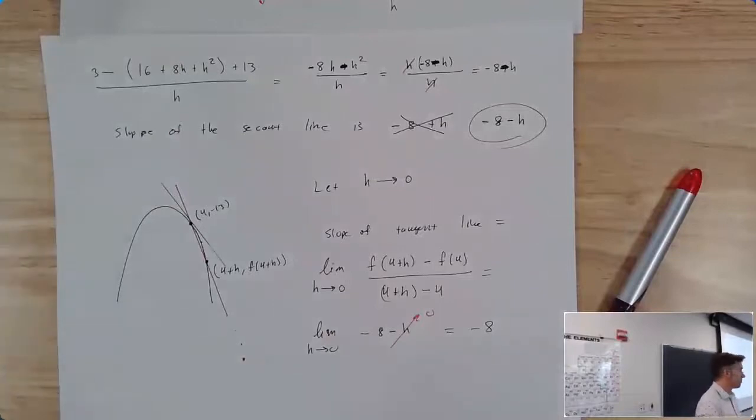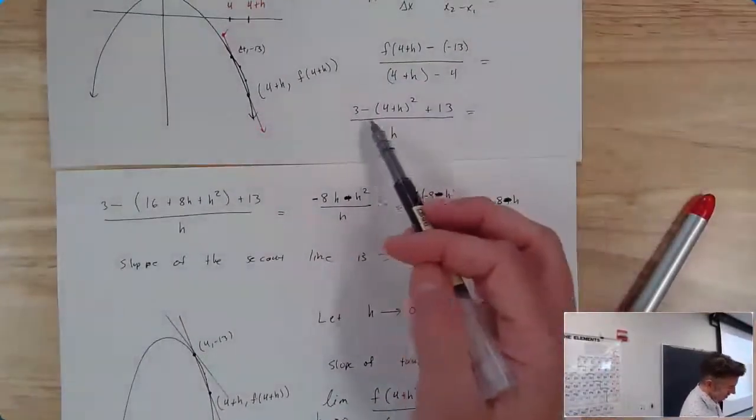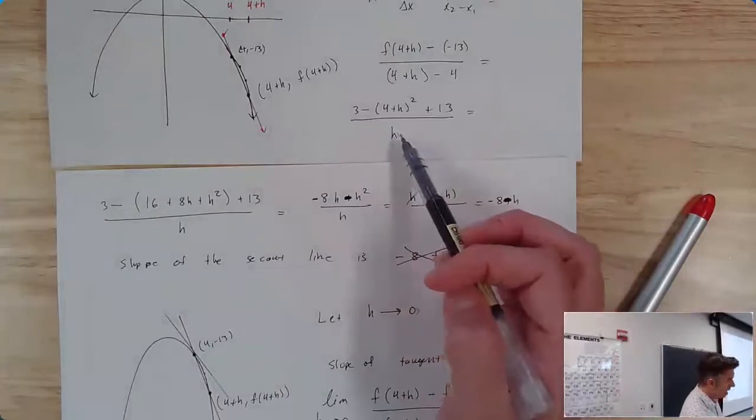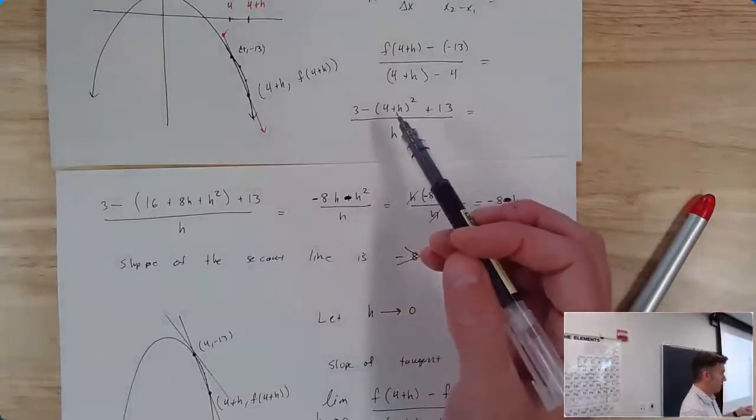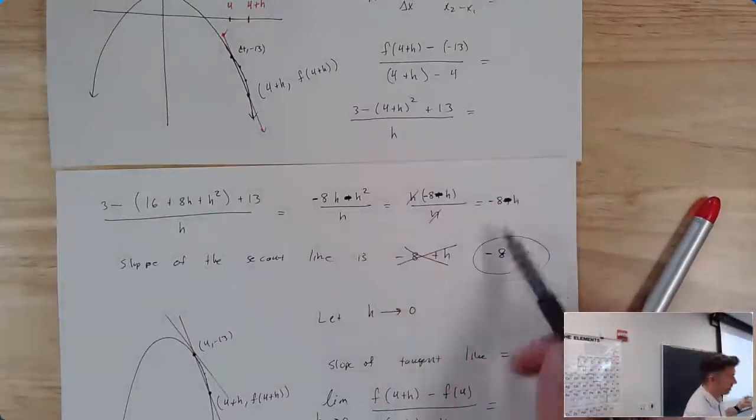So I remember going over this in lecture. So from here, we would just basically have hypothetical h values, and try to get closer and closer. And once the values stop differing from each other, that's when we find what that slope is. Exactly. So you could totally have done this in a more complicated way and said, I'm going to take this expression, 3 minus 4 plus h squared plus 13 all over h, and plugged in smaller and smaller values of h and gotten values that were closer and closer to -8, apologies.